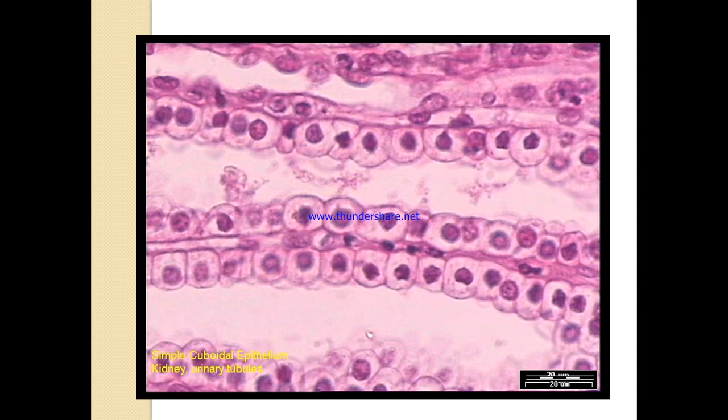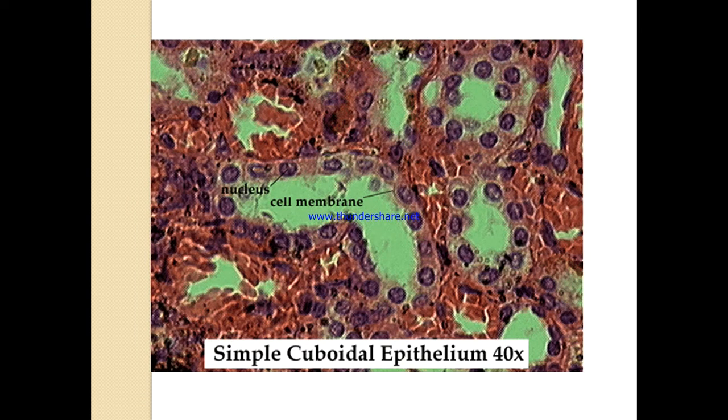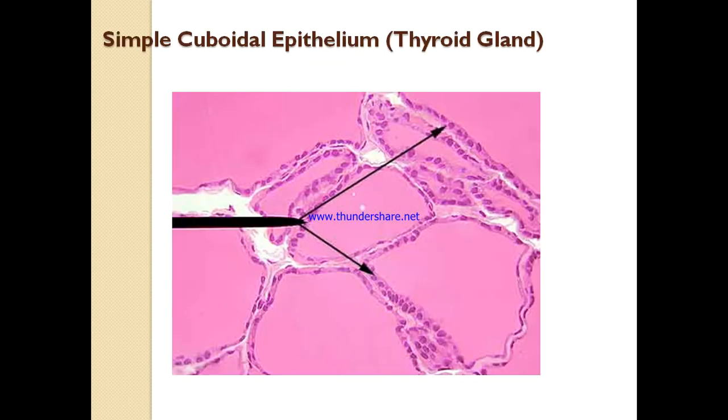This is simple cuboidal epithelium, with cells like polygons and the nucleus in the center of the cell. One layer of cells, so we call it simple. Also, this is a picture of simple cuboidal epithelium in the thyroid gland.